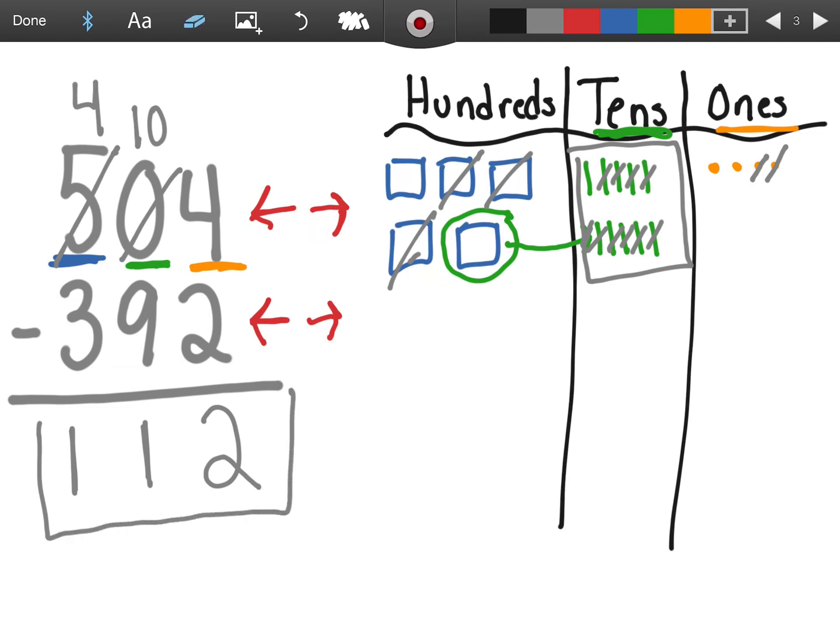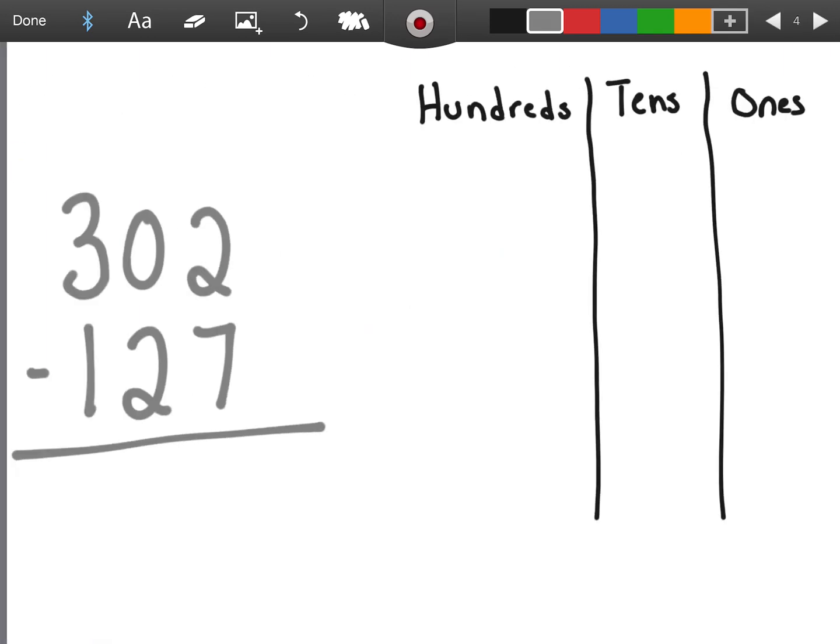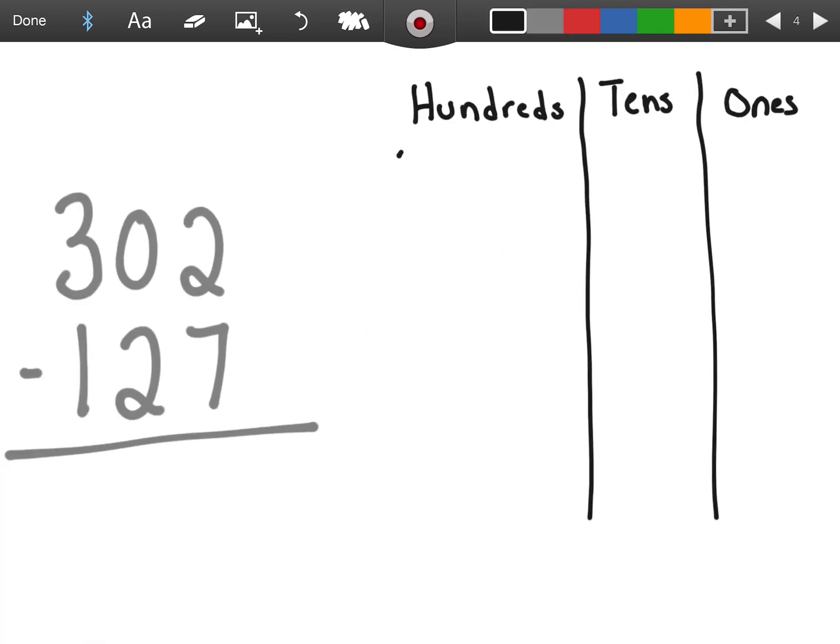So, my friends, we were able to subtract from the ones, but then when we got to the tens, we couldn't do that just yet because we had to borrow from the hundreds. Because there were 0 tens, we took 10, and we moved them on over. So let's see if we can do that in another problem. This problem we have 302 minus 127.